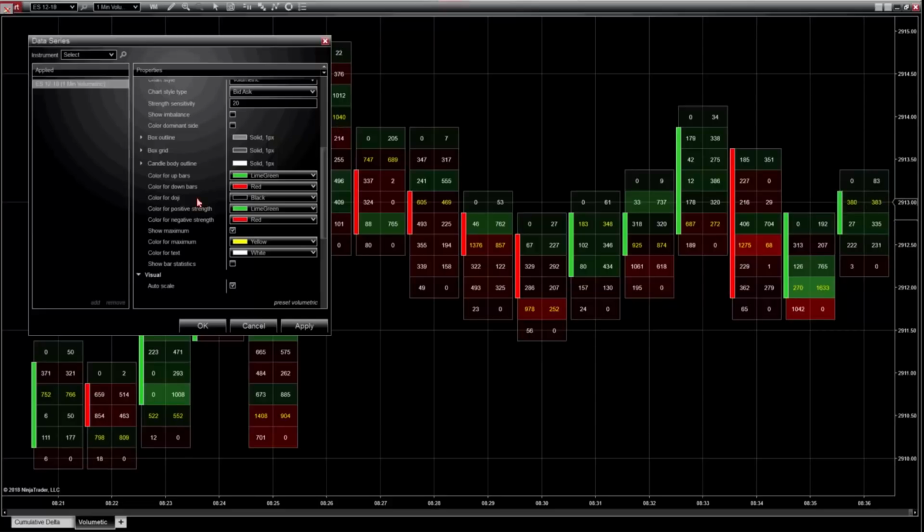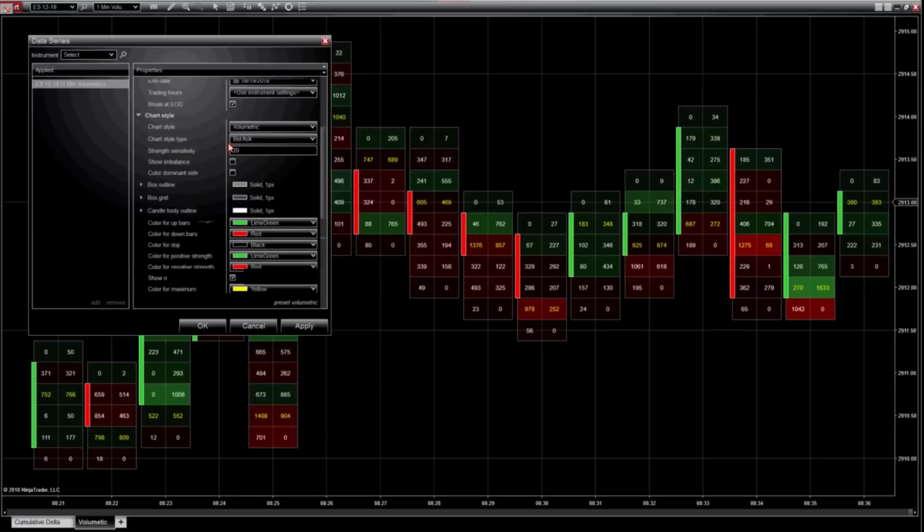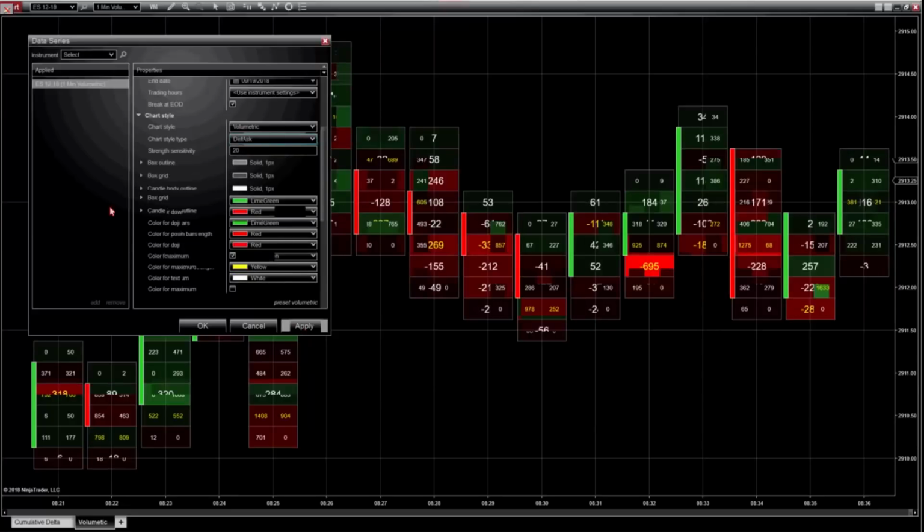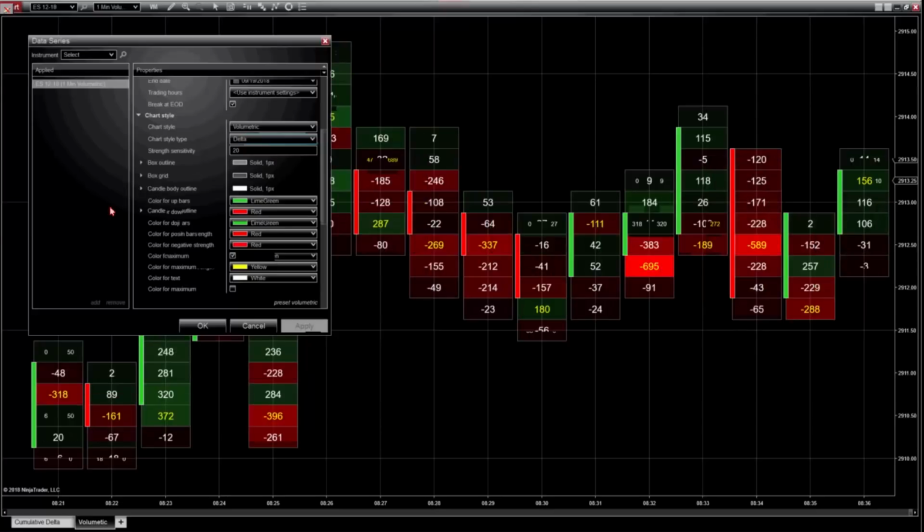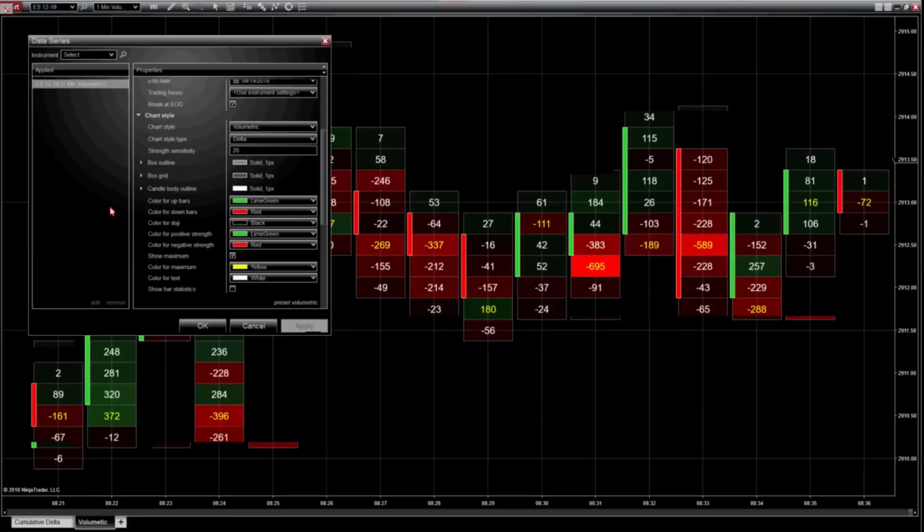Next we'll cover chart style type. With this set to bid-ask, this will show the number of trades executed at the bid and ask prices. By contrast, by setting this to delta, this will only show the difference between those values. After changing the chart style type to delta, we could see that the highest delta values are also the most opaque.